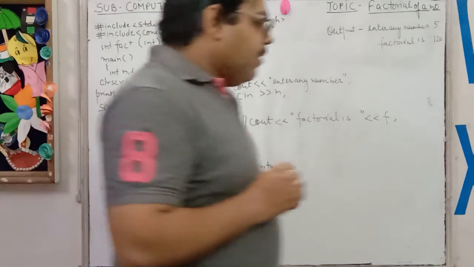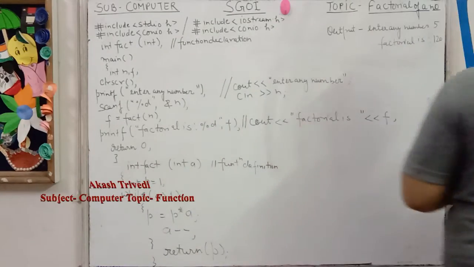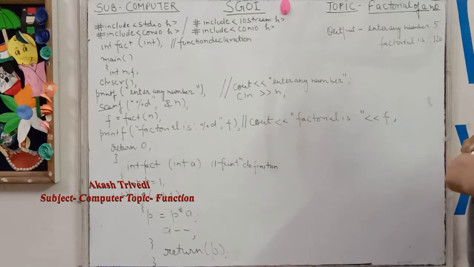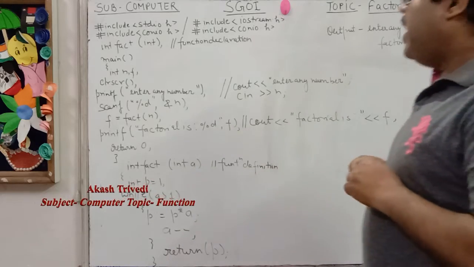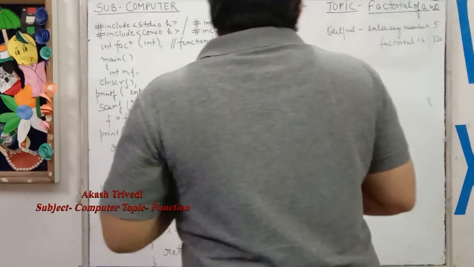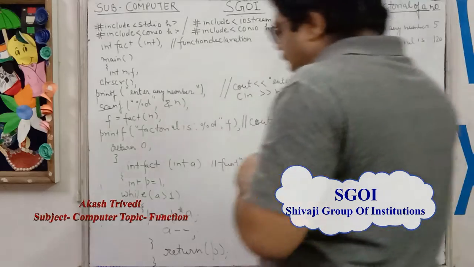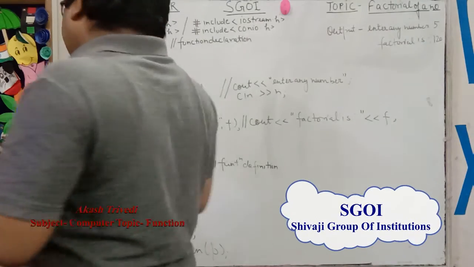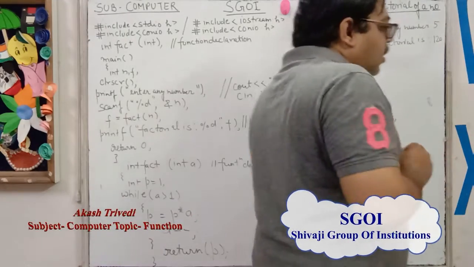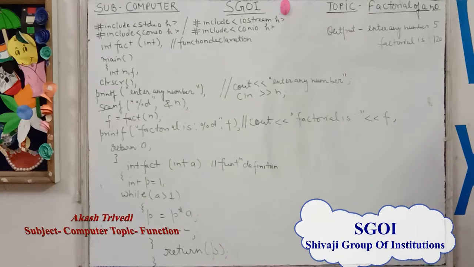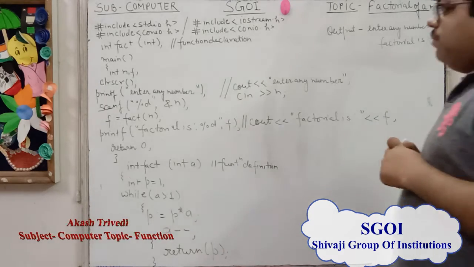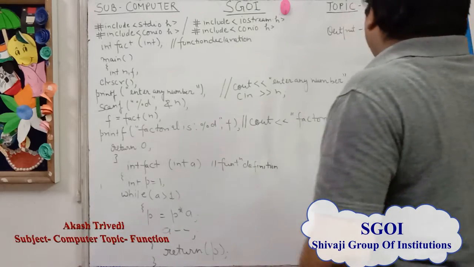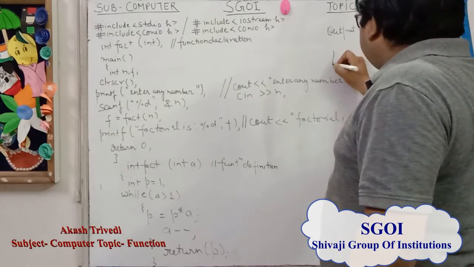Today we will understand a program. The program is: write a program in C or C++ to input a number and find its factorial. If we want to find the factorial of a number, firstly we understand what factorial is and how we find the factorial of a number.